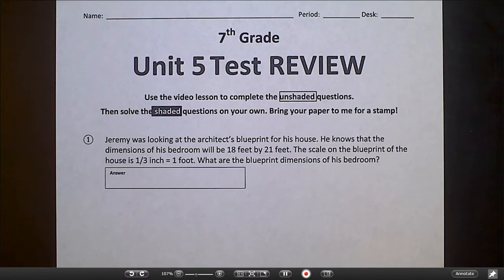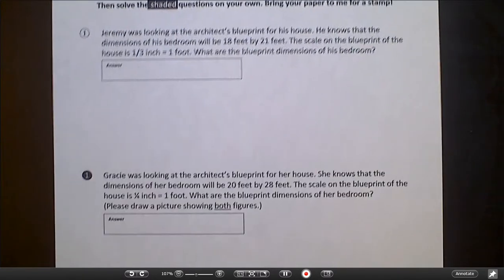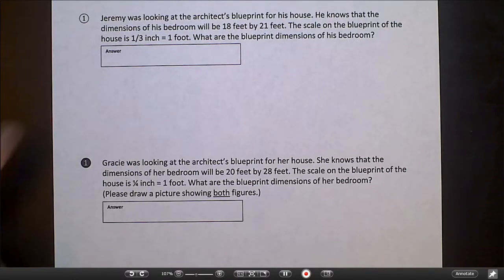Then, when you understand how to complete the unshaded question and you have it fully done, you're going to pause the video and do the shaded question by yourself. So you'll move on to the shaded number 1, which is very, very similar to the one that we'll be doing together. Once you have worked out that problem, I need you to come and show me your paper so that I can give you a stamp for your correct work and your correct answer. And then you'll go back to your seat and unpause the video to move on to number 2.